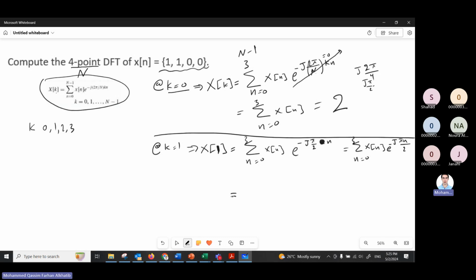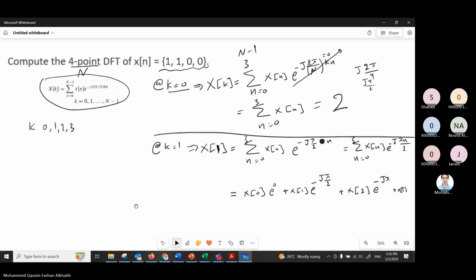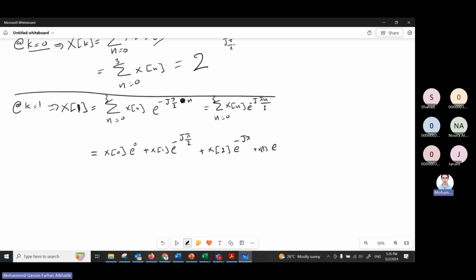Now let's write it out. At n equals 0, it will be x of 0 e to the power 0, plus x of 1 e to the power minus j pi over 2, plus x of 2 e to the power minus j pi, plus x of 3 e to the power minus j 3 pi over 2.